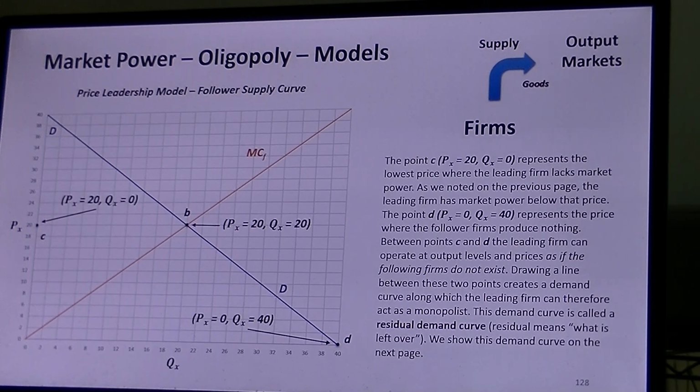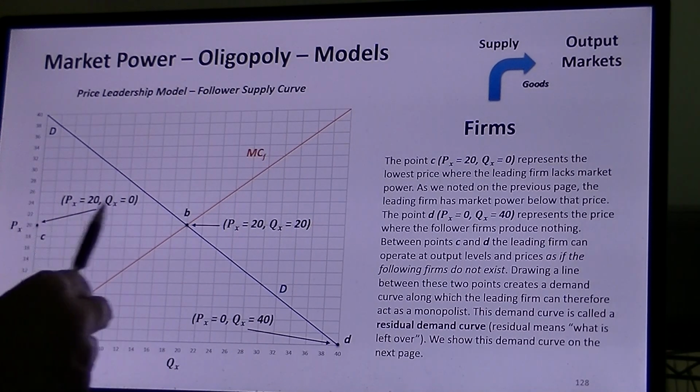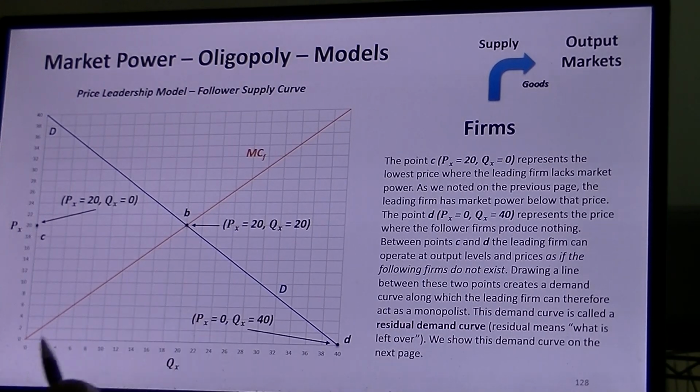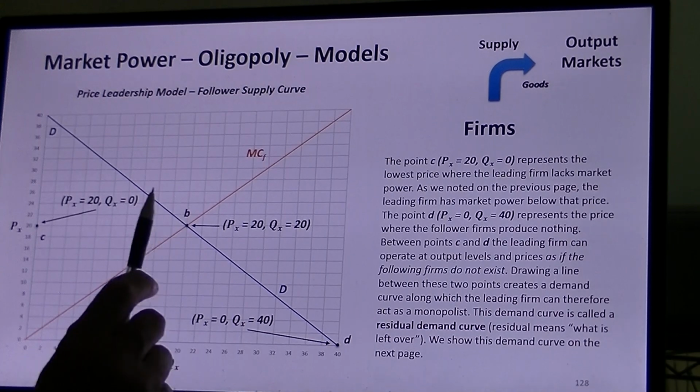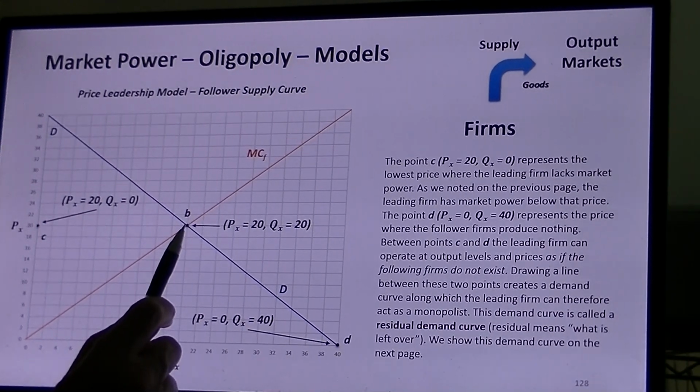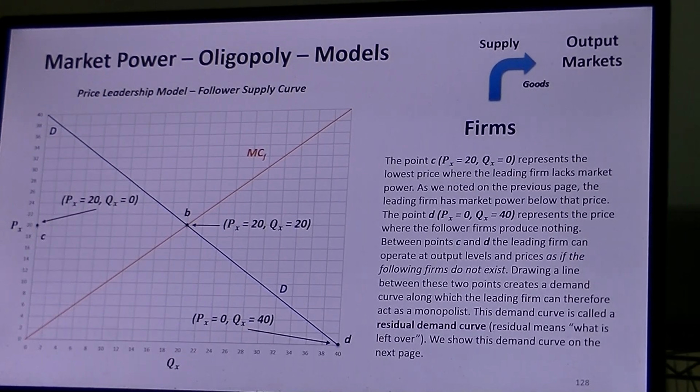So if we take the point at this price of 20, we've said that the leading firm has market power at a price below 20. At a price of 20, the leading firm has no market power, because at this price the follower firms are willing to produce all of the output. So at a price of 20, they would be willing to produce that, and the leading firm would have no market power at that price.